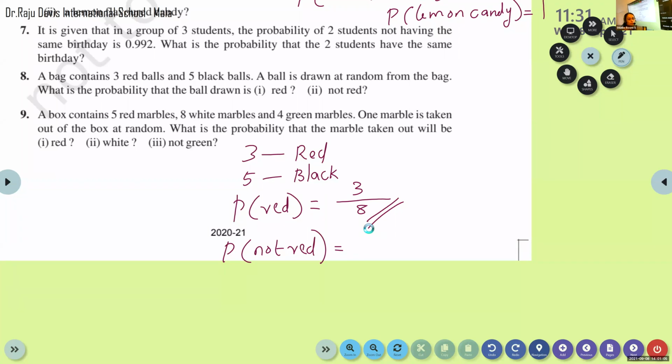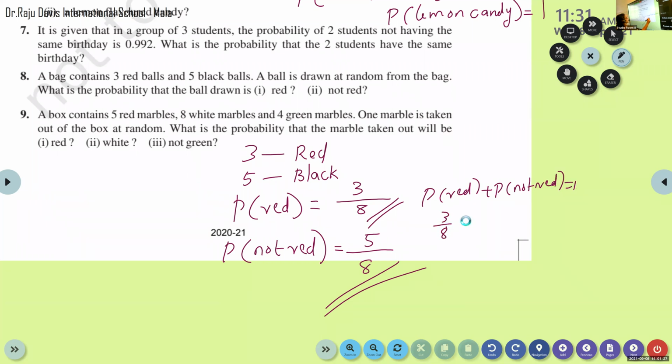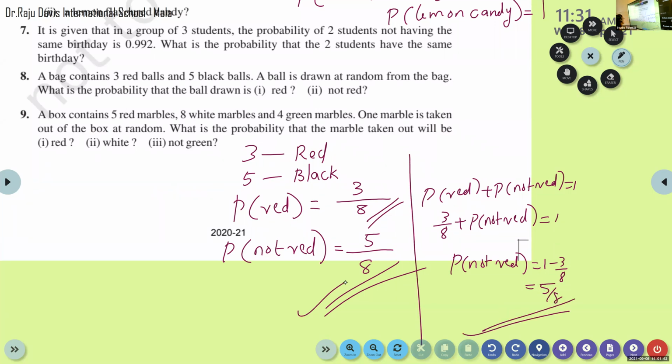Not red means what other color? Black. How many black? 5 black, so 5 by the total of 8, 5 by 8. Or otherwise you can find the probability of red plus the probability of not red equal to 1. This is 3 by 8 plus the probability of not red equals 1. So the probability of not red is 1 minus 3 by 8, that also is 5 by 8. This is the easy way because only two colored balls are there. If it is not red, it is black.